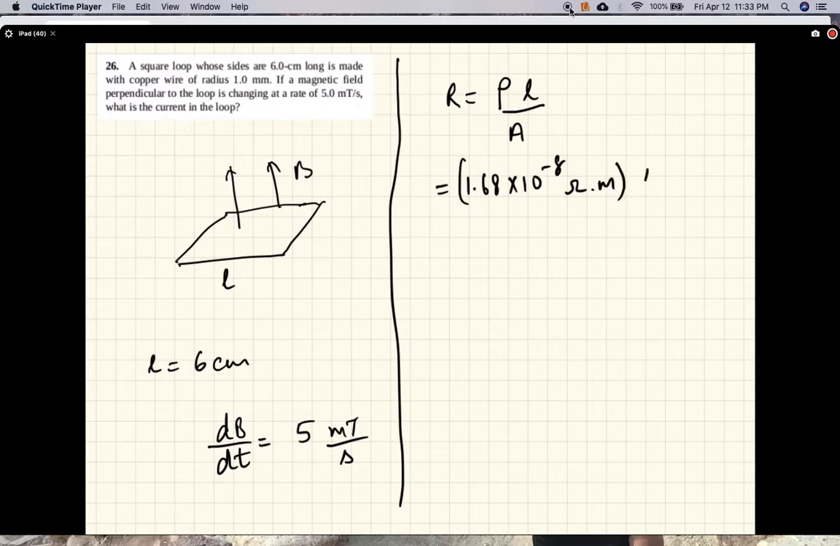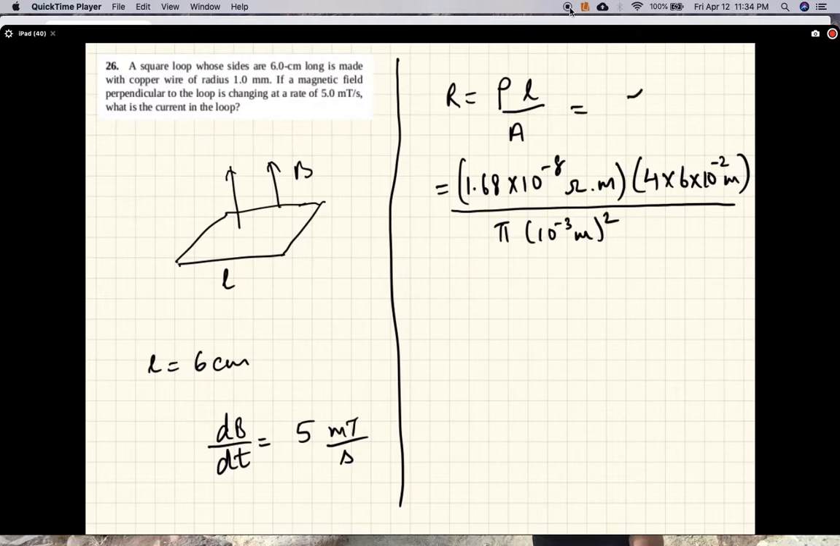The length is 4 times 6 centimeters, and each centimeter is 10 to the minus 2 meters. And the area of cross section is pi r squared. r is 1 millimeter, so 10 to the minus 3 meters, squared. The radius of the copper wire is 1 millimeter.